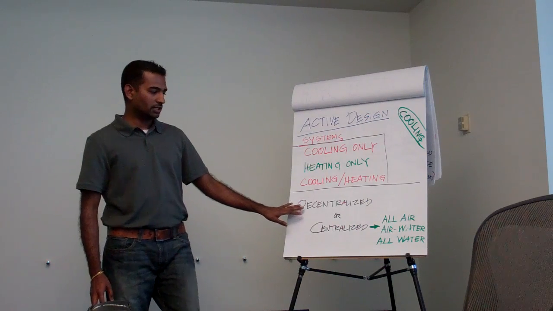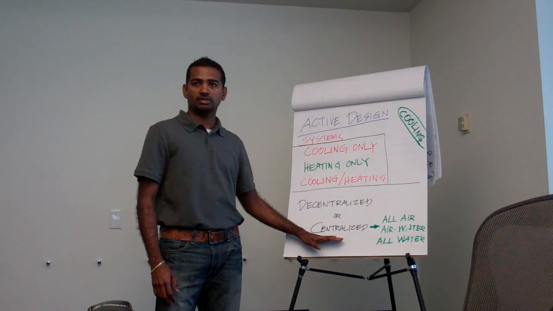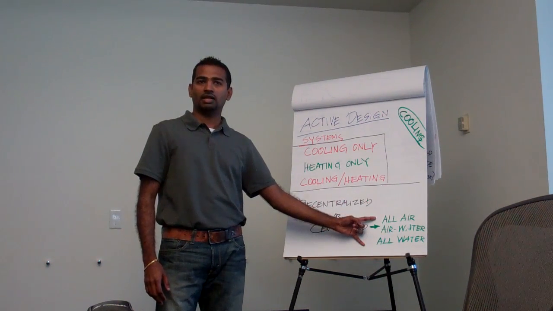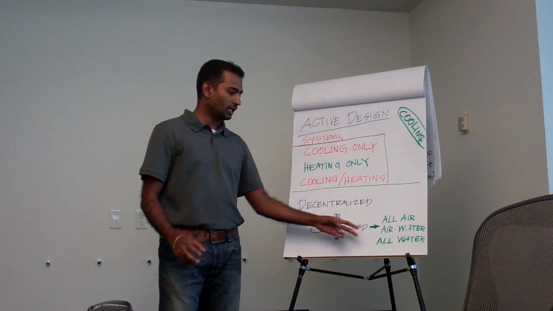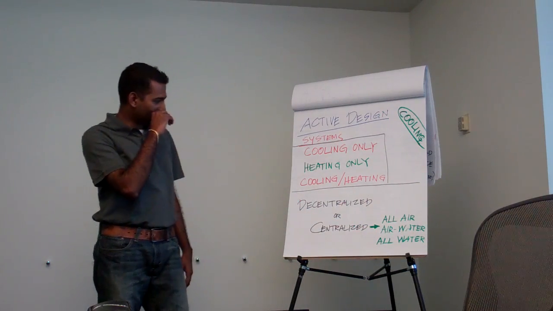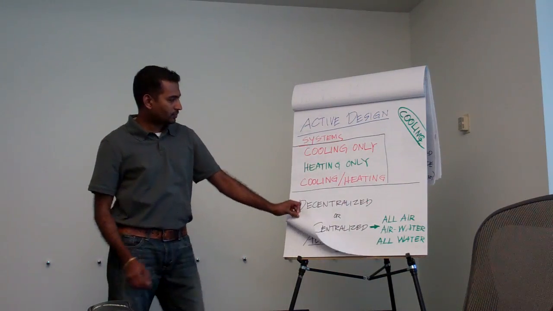And then in terms of distribution, there's decentralized and centralized type of systems. When we go into centralized systems, there are three more categories. There are the all air system, air and water system, and all water system. And we'll talk about these things. So we're going to primarily focus on cooling.